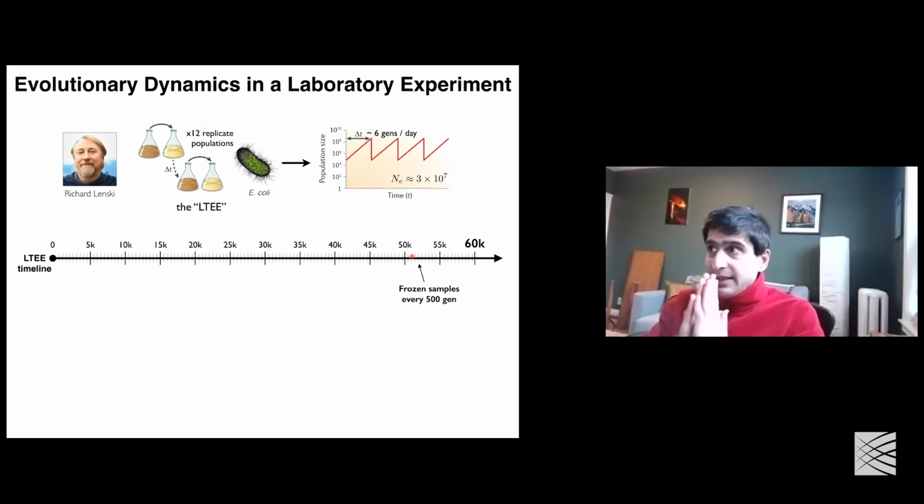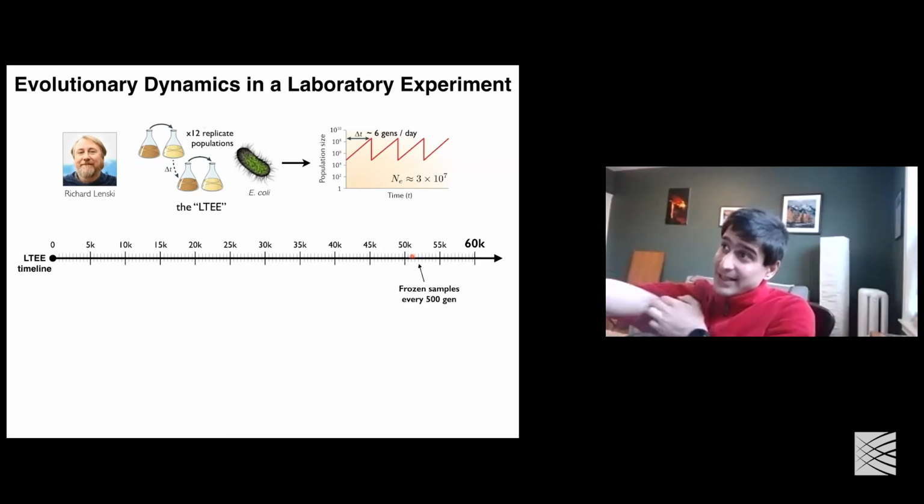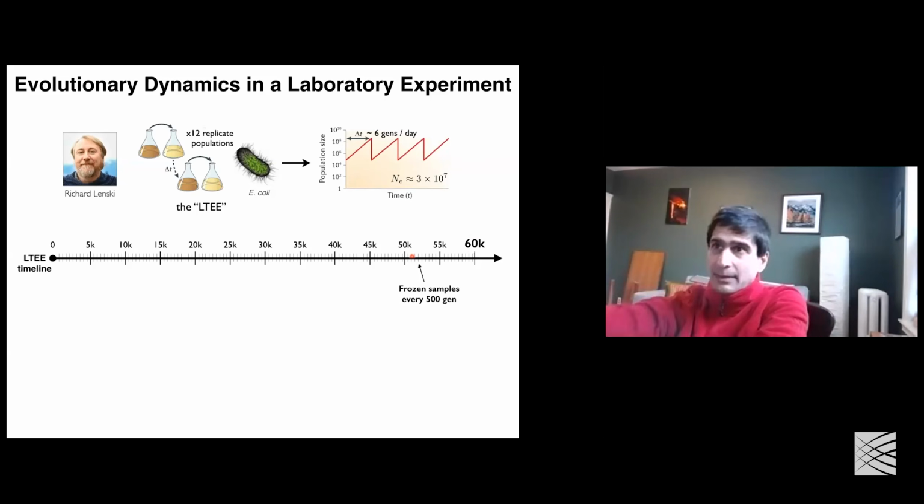And they've frozen these populations every 500 generations. One of the really nice things about these experiments in microbes is that you can just store populations in glycerol stocks indefinitely.